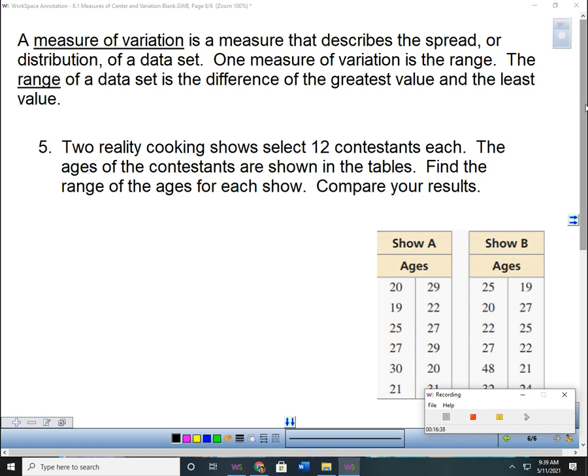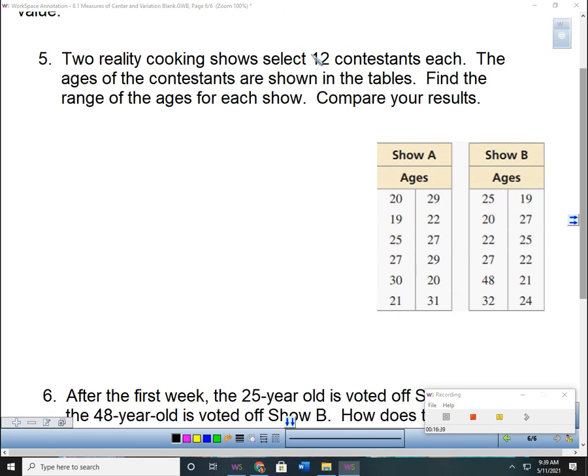All right, so in this table, we have 2 reality cooking shows that select 12 contestants. So I have 12 contestants for show A and 12 for show B. The ages of the contestants are in this table. Find the range of the ages for each show and compare your results.